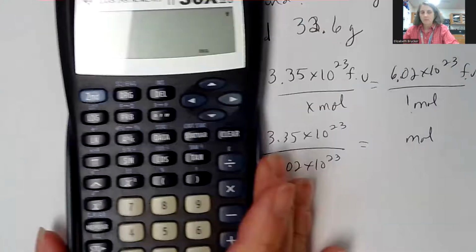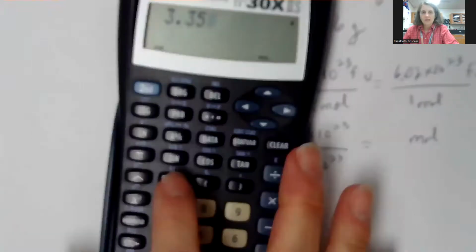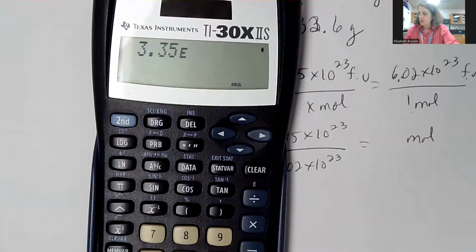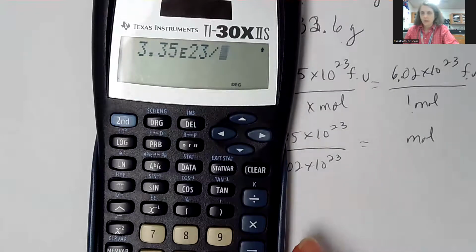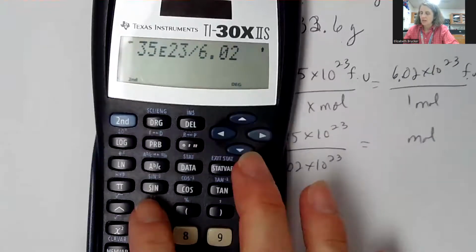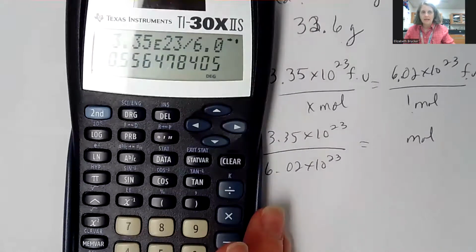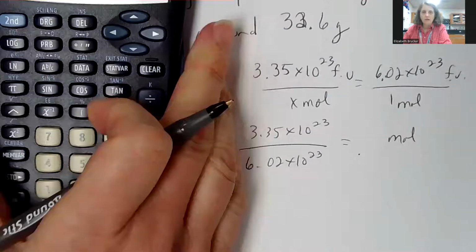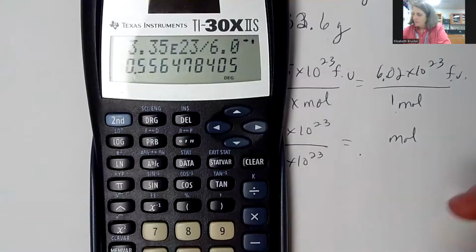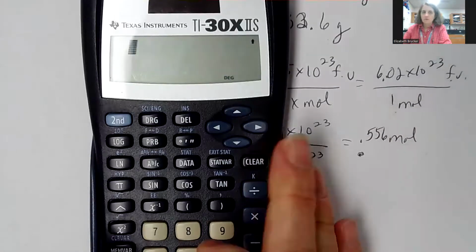If you don't use the double E button, you just need to remember to put everything in parentheses, otherwise division will not work. So I'm going to take 3.35, hit second function E so that the E pops up in my screen, and I take 23. I hit the division key, and then this is where I type in Avogadro's number, 6.02, second function E, 23. The E just gives you the power of 10, and when I hit the enter key, I get my answer. Again, I have 3 sig figs here, so it's going to be 0.556. So 0.556 is going to be my moles.